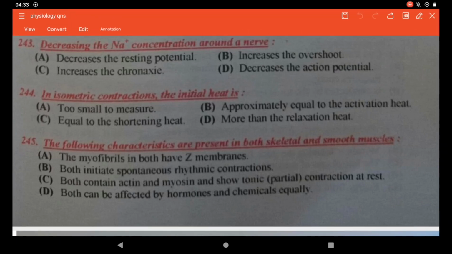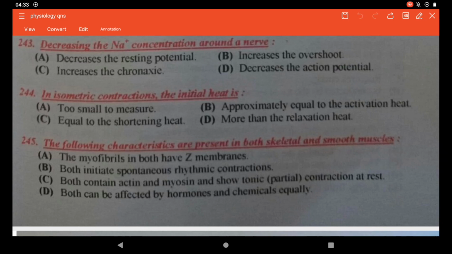We can move on to the next question. The following characteristics are present in both skeletal muscles and smooth muscles: A, the myofibrils both have Z membranes. B, both initiate spontaneous rhythmic contractions.